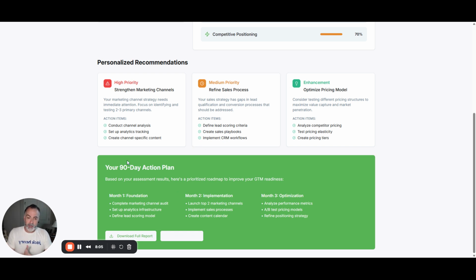The other great thing is the 90-day action plan tells them what to go about: complete their audit, set up analytics, do implementation, and then optimize. And then the best part, right now the app is in test mode, so it's not doing it, but you will be able to download your full report here and use that. Just print it right off or download it and save it as a PDF, and you can use it along the way. So hope that helps.